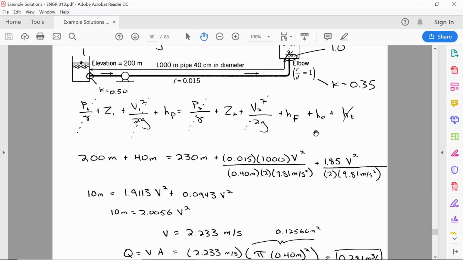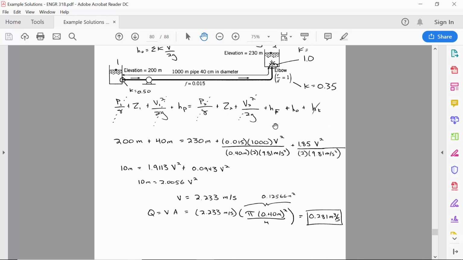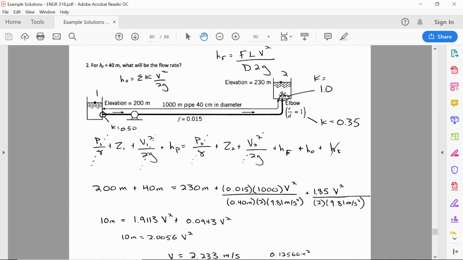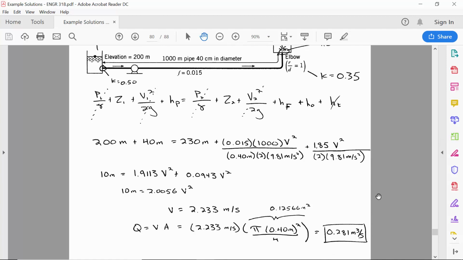And so it's the velocity inside the pipe that we're solving for. And the velocity should be around 2.233, maybe a little different depending on your round-off situation. But our flow rate should be about 0.28 cubic meters per second. And I saw that on several papers as I was walking around. So that's the energy equation.